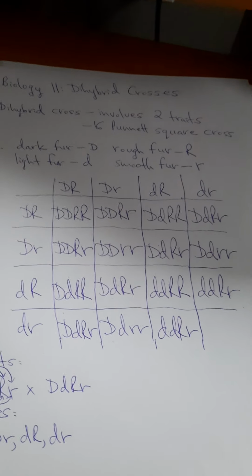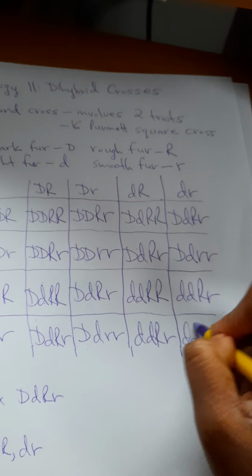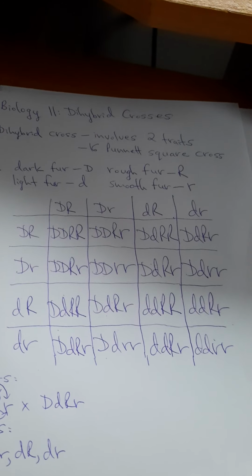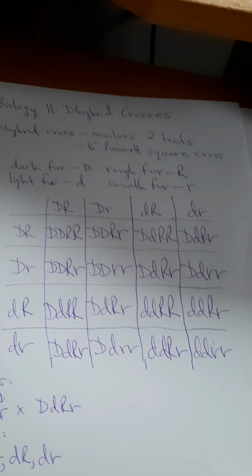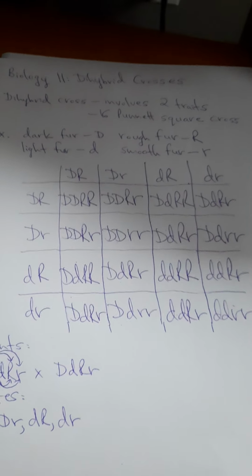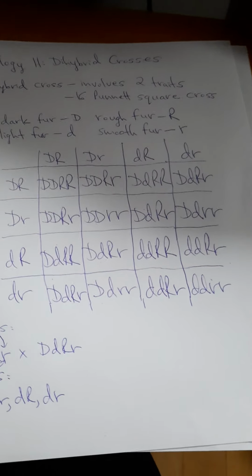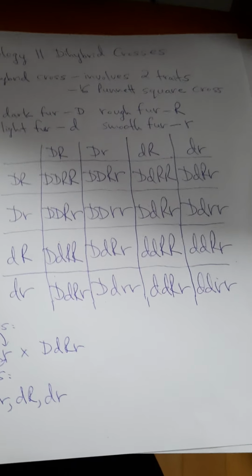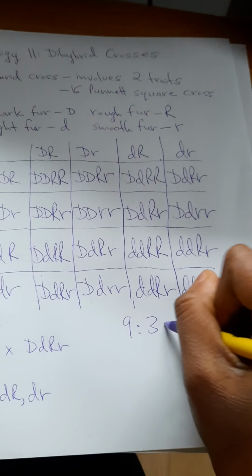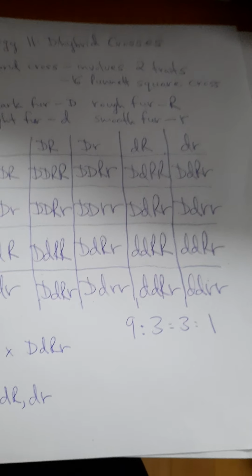Okay, and lastly, if you look at this last box here, everything is lowercase in this last box. And what you will notice is that I have basically a constant ratio every time I do the dihybrid cross. And this is what Mendel found as well when he was working with his pea plants. I'm going to write the ratio here. It's a 9:3:3:1 ratio.